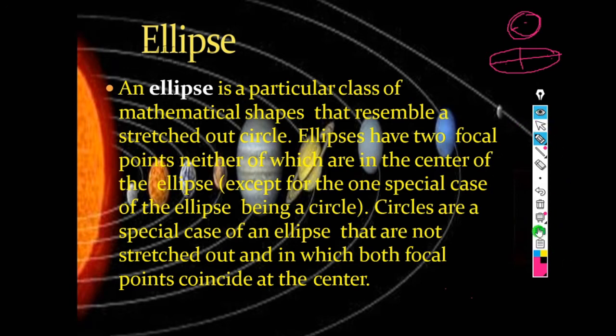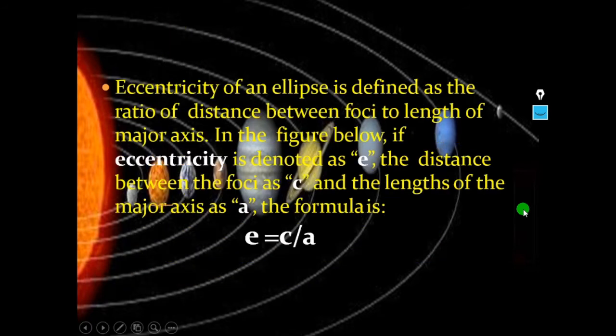Next, eccentricity. I have already discussed eccentricity. Eccentricity of an ellipse is defined as the ratio of the distance between foci to the length of the major axis. In the figure below, if eccentricity is denoted as E, the distance between the foci as C, and the length of the major axis as A, the formula for the eccentricity is given by E equals C over A.